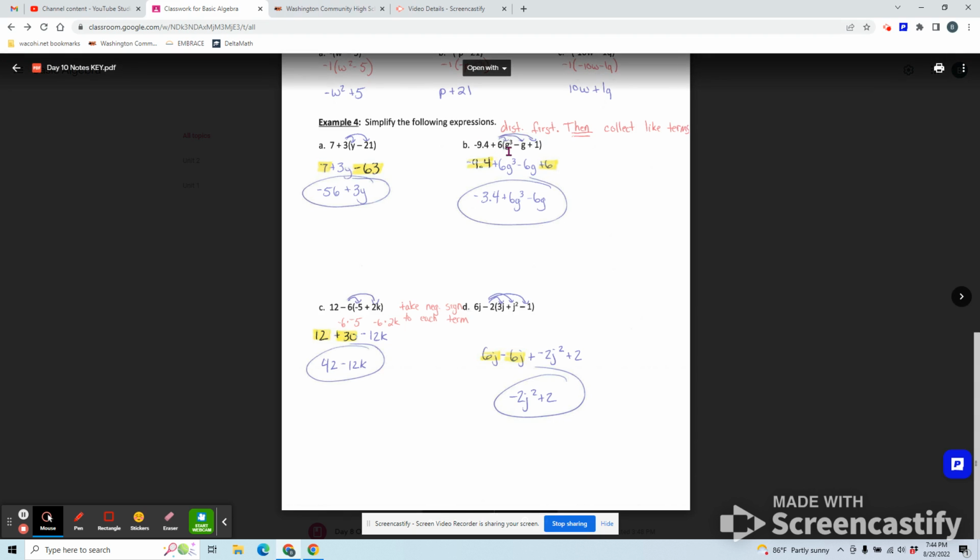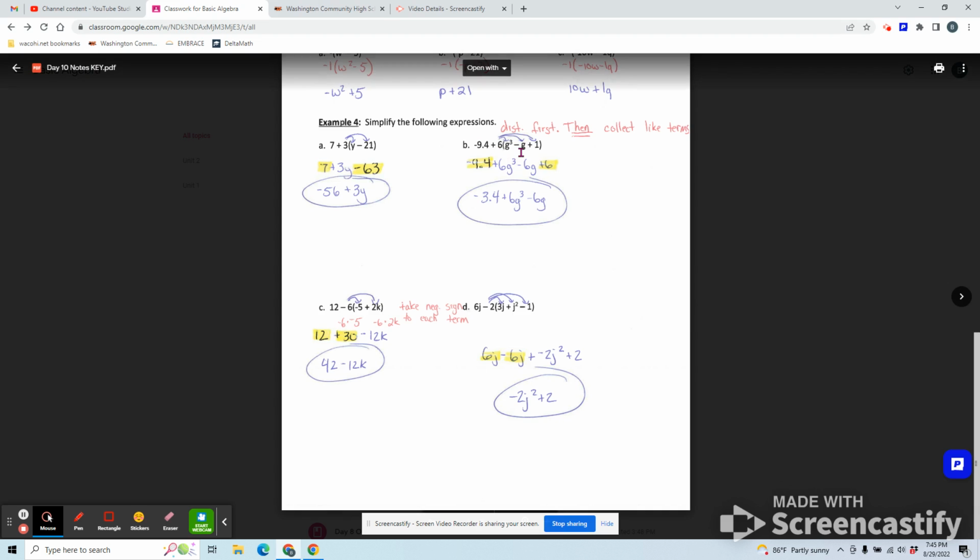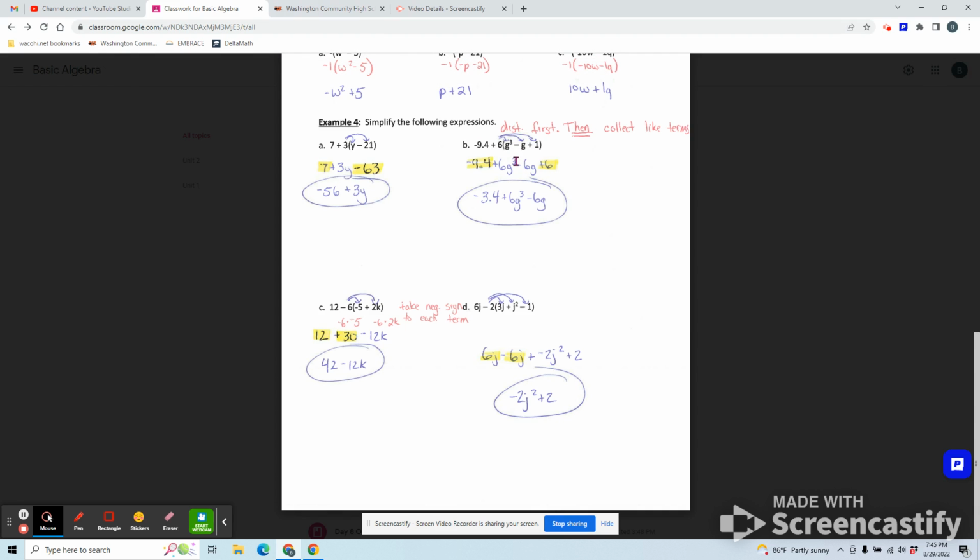So we're going to distribute the 6 to everything inside the parentheses. That's why I have 3 arrows, because there are 3 terms inside the parentheses. That -9.4 just stays exactly where it is. We didn't do anything with it yet. But we did distribute the 6 to the first term. So 6 times g cubed is 6g cubed. 6 times -g is -6g. 6 times -1 is -6. So step 1, we distributed.